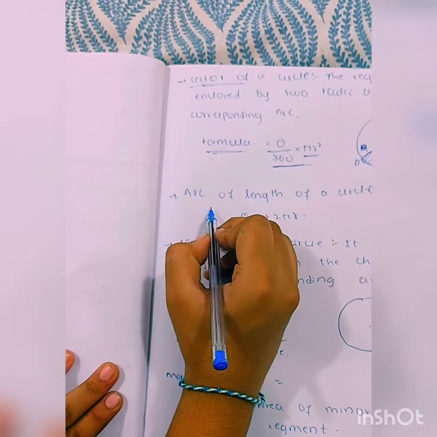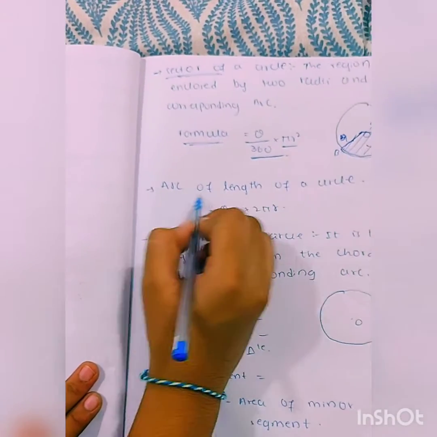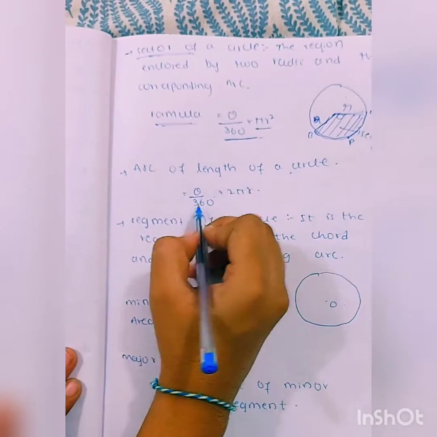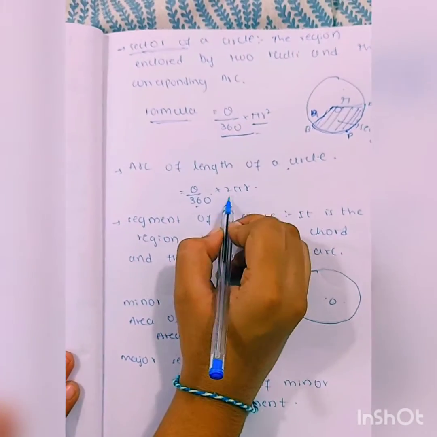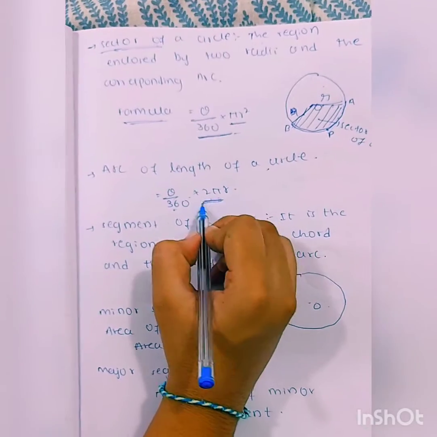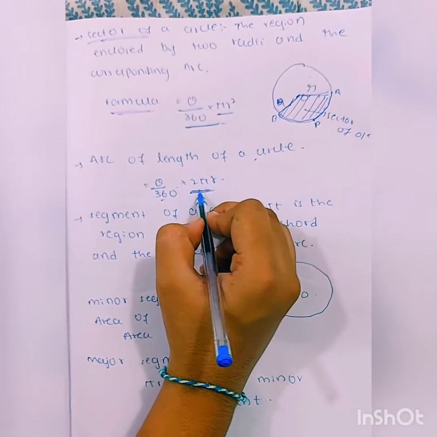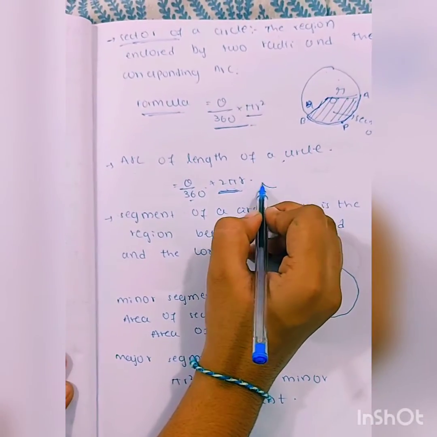And when we have to find the length of an arc of a circle, it is given by the formula theta by 360 into 2 pi r. 2 pi r because it is the part of the circumference of a circle.